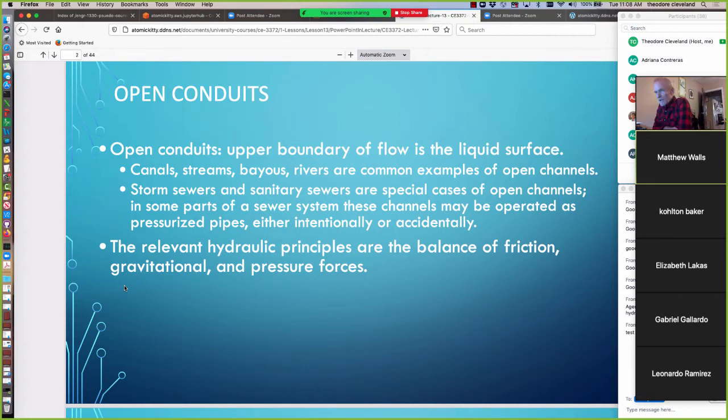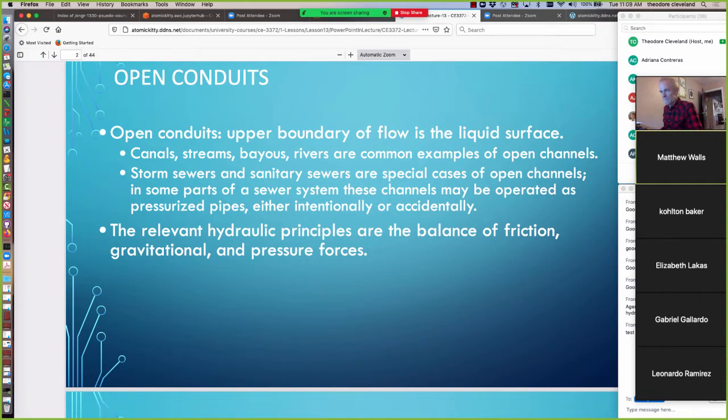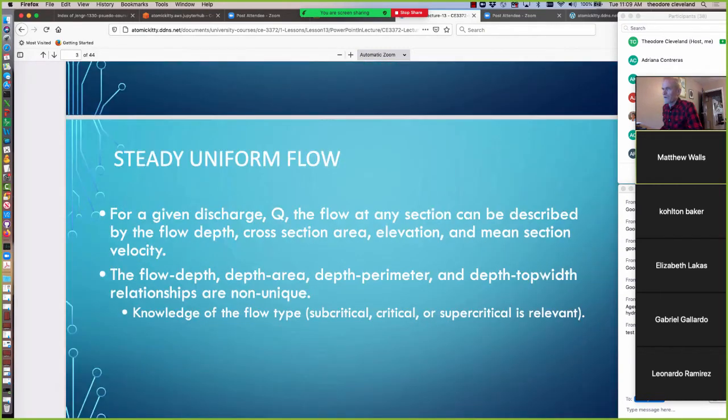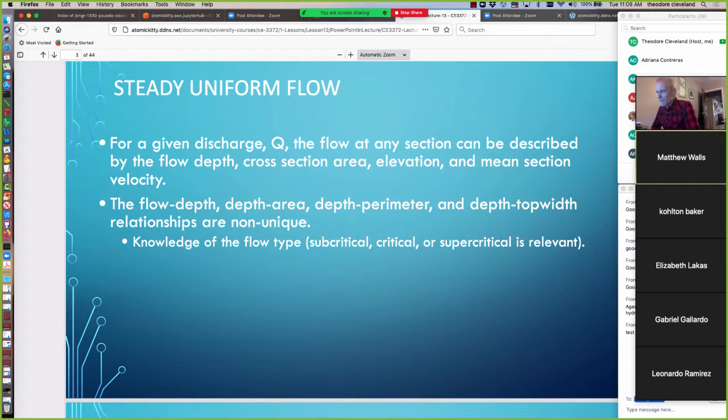The relevant hydraulic principles are the same whether it's a storm sewer, sanitary sewer, canal, stream, bayou, river, and so on. It's essentially a balance of frictional forces, gravitational forces trying to pull the water downhill, and pressure forces pushing the water about. Actually, I should be saying liquid, but we pretty much mean water. And then there are a couple of different flow regimes.